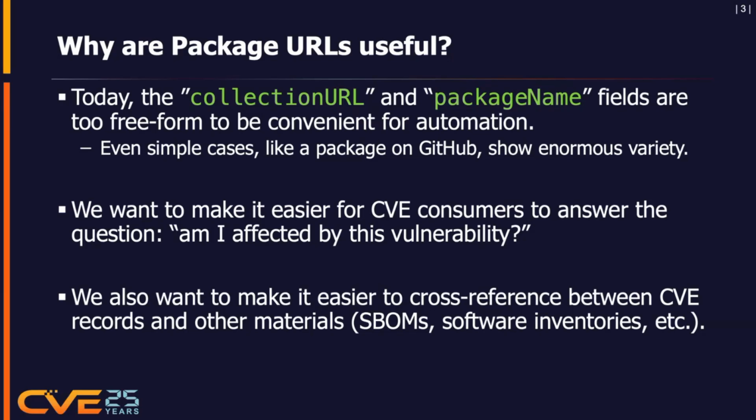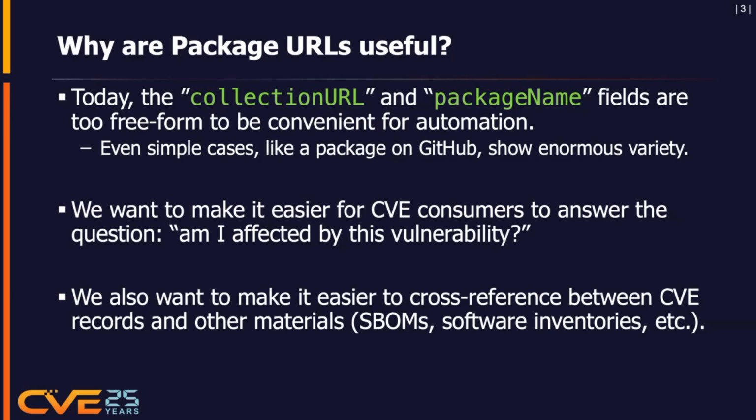And that's just for something like identifying a source repository on GitHub. Of course there's an enormous amount of variety for different package hosts, and the intent is that package URLs constrain that variety to make automation easier. As I said before, it's about making it easier to answer, am I affected by this vulnerability, for vulnerability managers?